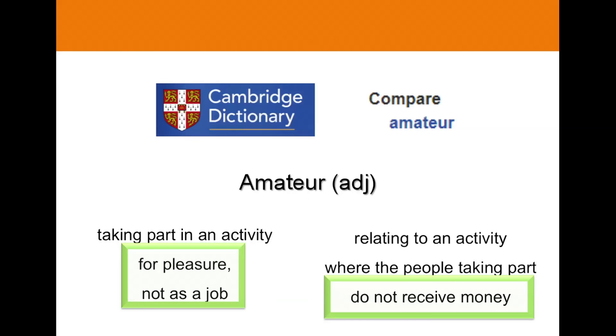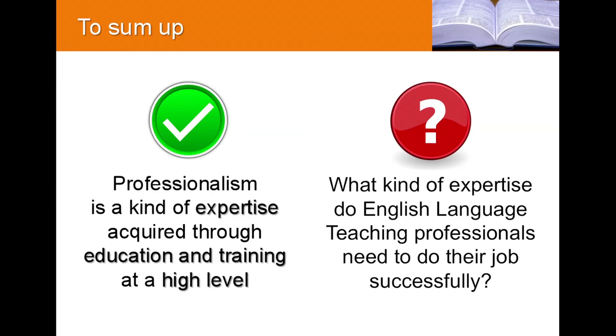The Cambridge Dictionary also asks us to compare professional and professionalism with amateur. And interestingly, the amateur is somebody who does something for pleasure and not for a job. There's also this dimension of not making money for it, which of course the professional does, in theory. So to sum up, the exploration of the dictionary tells us that professionalism is a kind of expertise acquired through education and training at a high level.